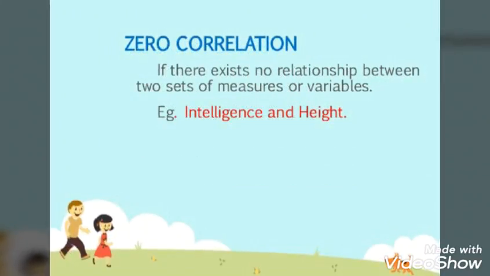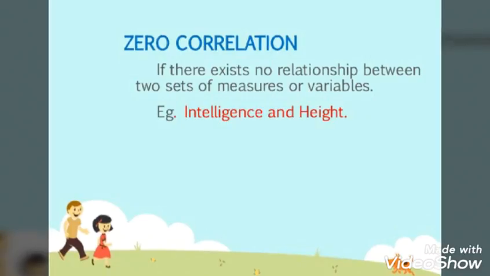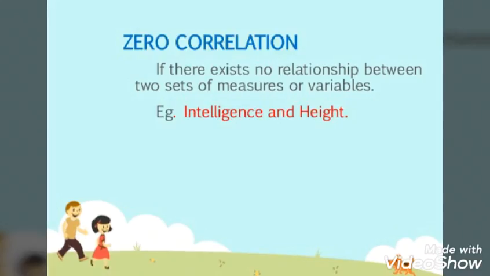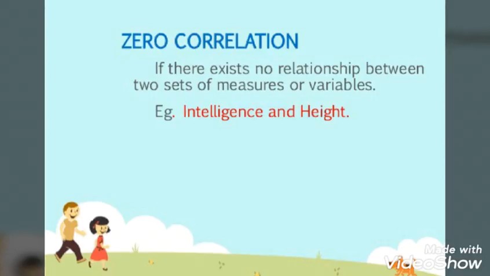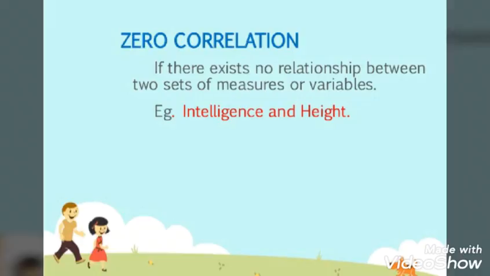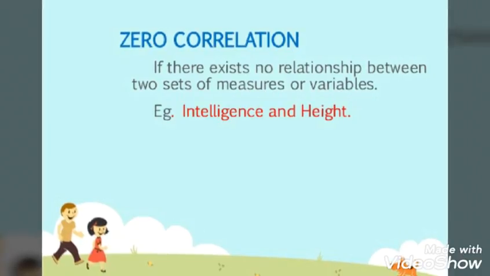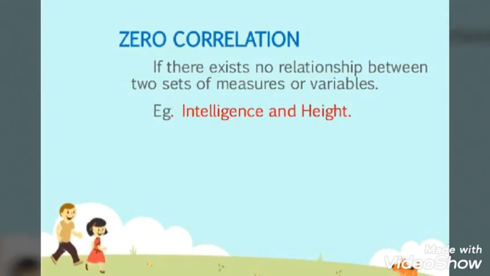If there exists no relationship between two sets of measures of variables, that means there is no increase or decrease, and there is no effect of one variable on the other. That means if one variable is increasing or decreasing, the other variable does not change. This is zero correlation. Example, intelligence and height. There is no relationship of intelligence with height. If the person's intelligence decreases, there is no effect on height. If the height increases, there is no relationship with intelligence.